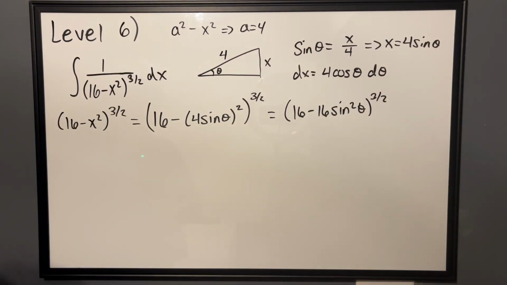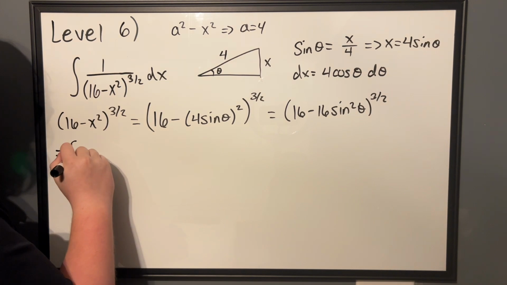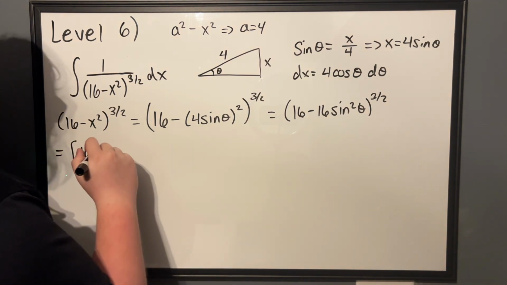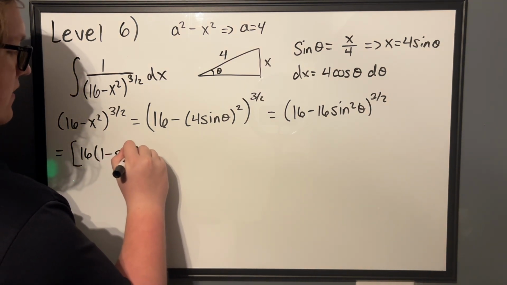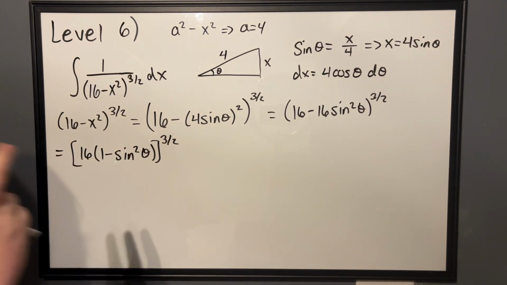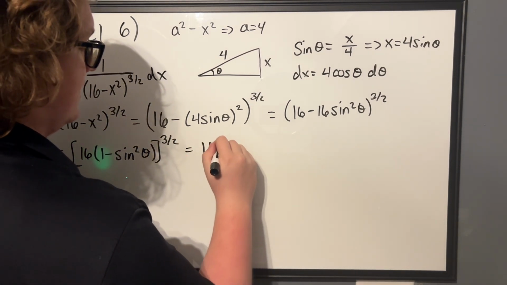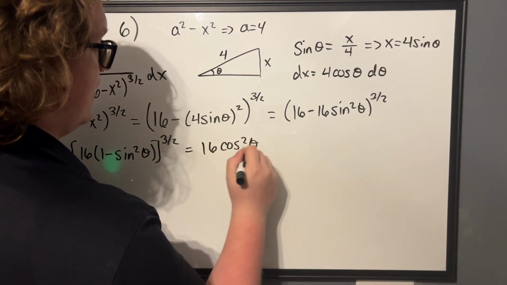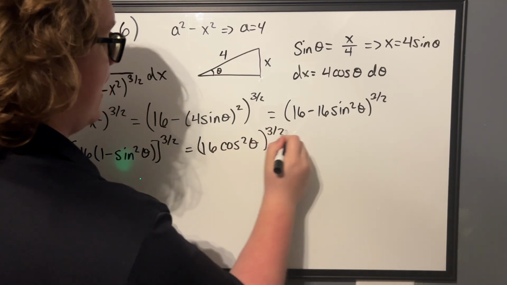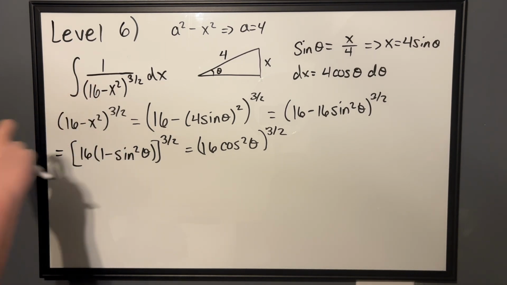And then we still need to work with this a little bit because there's not really a good way to integrate this yet. So what we're going to do is factor a 16 out. So this is equal to 16 times 1 minus sine squared theta, and all of that is to the 3 halves. And now we're getting somewhere because remember, 1 minus sine squared is cosine squared. So this is really equal to 16 cosine squared theta, all to the 3 halves. Okay, so this is what we have for this bottom part right here.